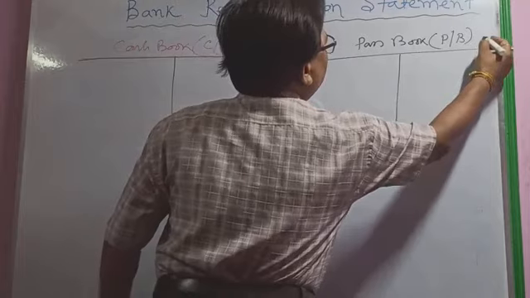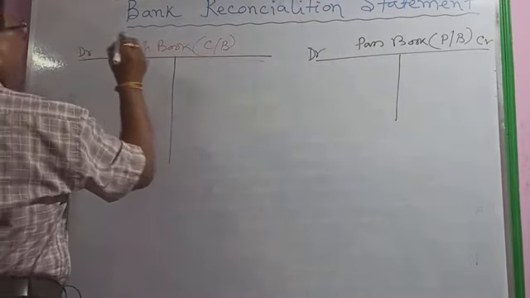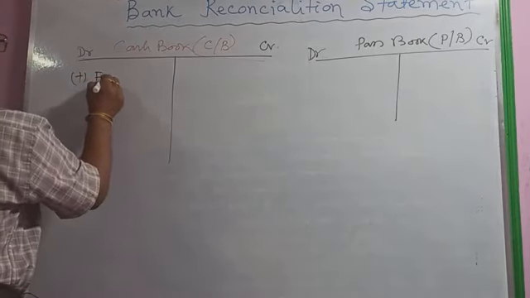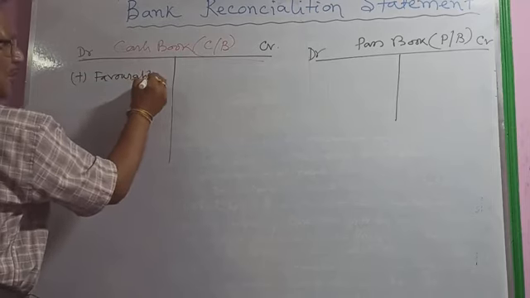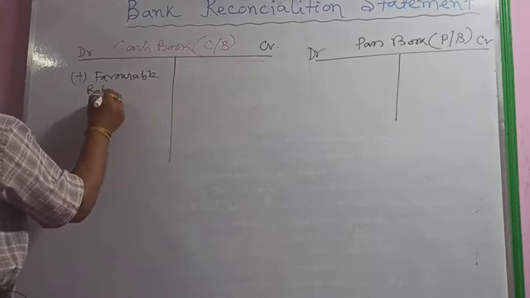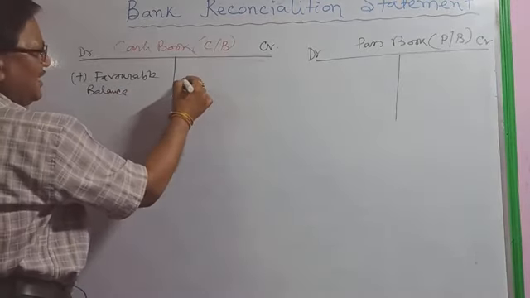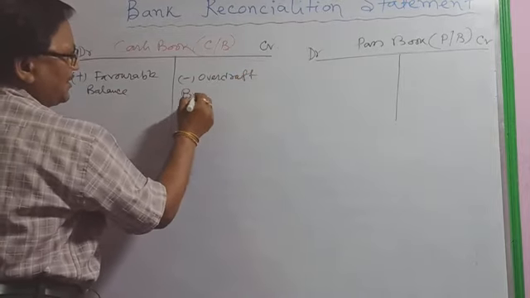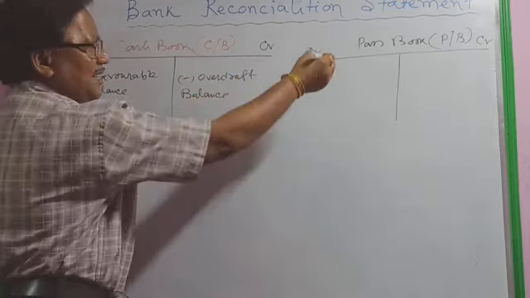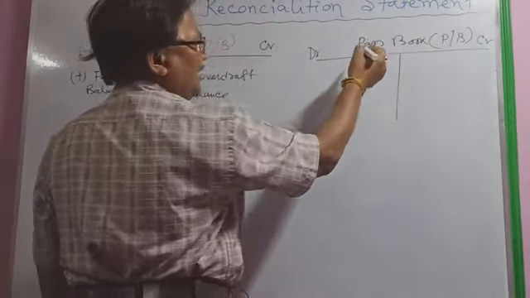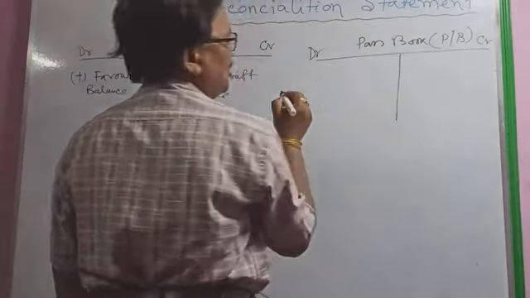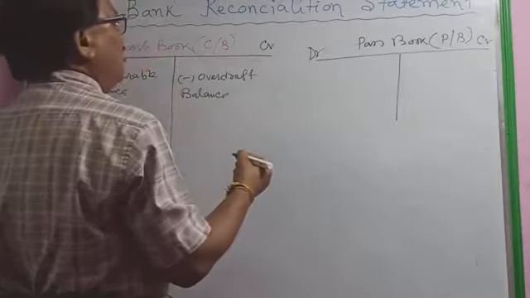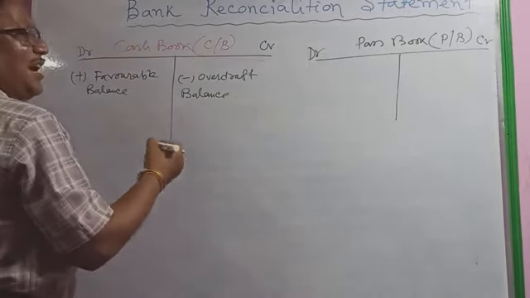Each has a debit and a credit side. In the cash book, debit means this side is plus, that is the favorable balance, and on this side minus means overdraft balance. The passbook is maintained only by the bank. Bank means double column or triple column cash book. You open a bank account. Generally businessmen open a current account, not a savings account.